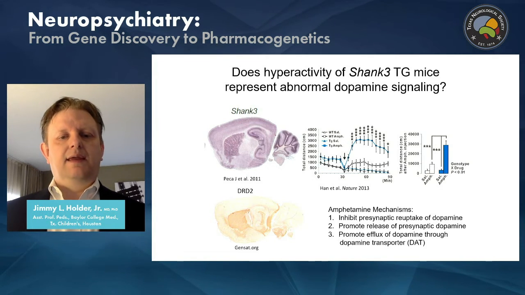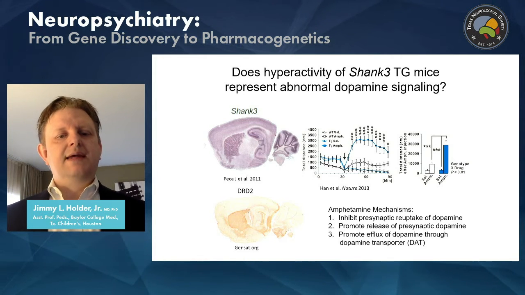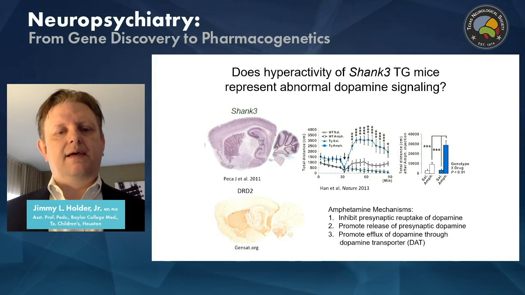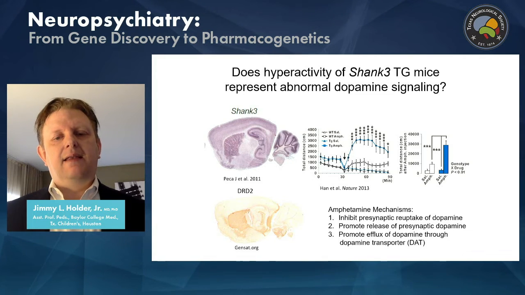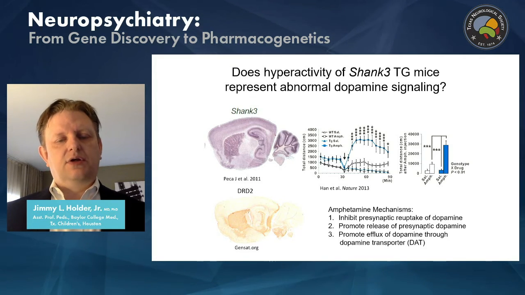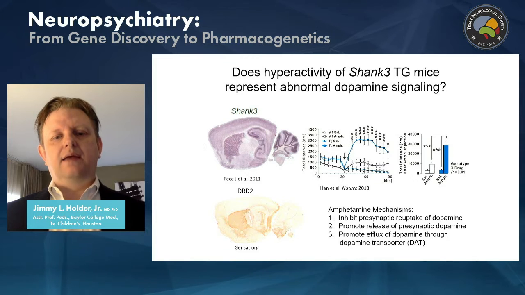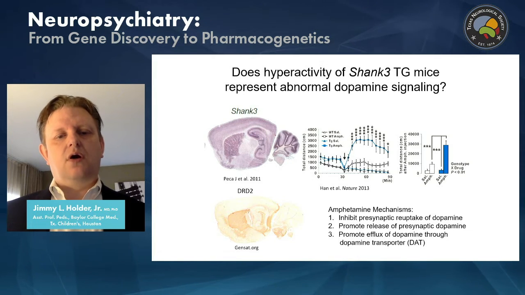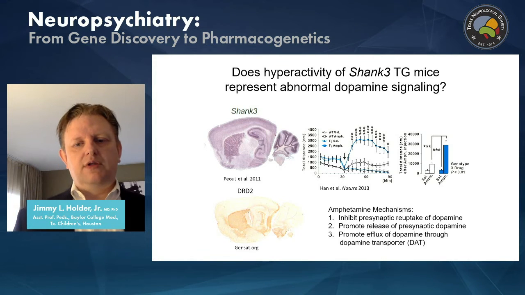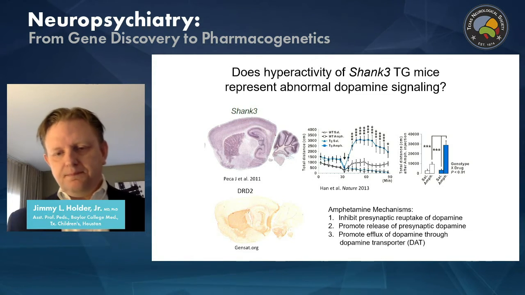For example, in the image at the lower left there, you can see that the D2 dopamine receptor is highly expressed within the striatum. And medications, drugs that are used for treating mania, some of those drugs are D2 dopamine receptor antagonists. And I'll come more to that in a few minutes.